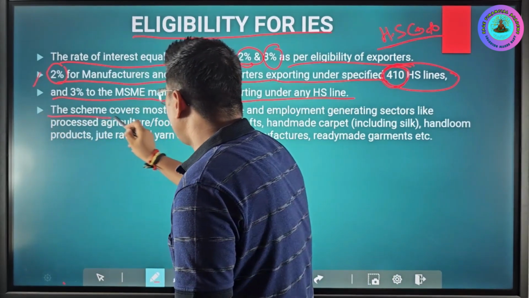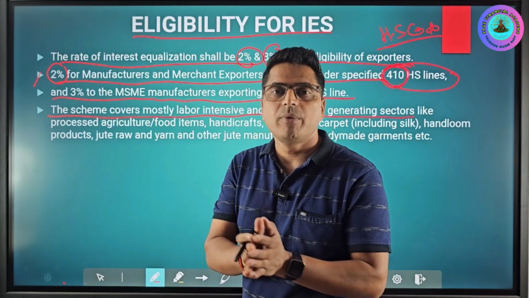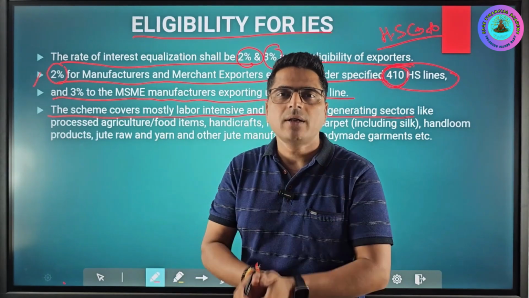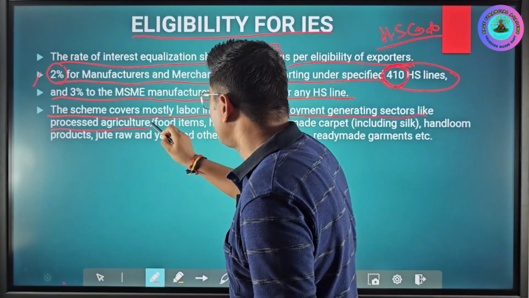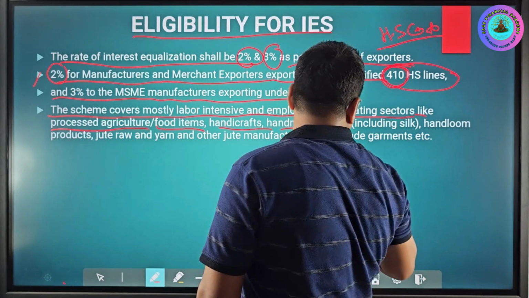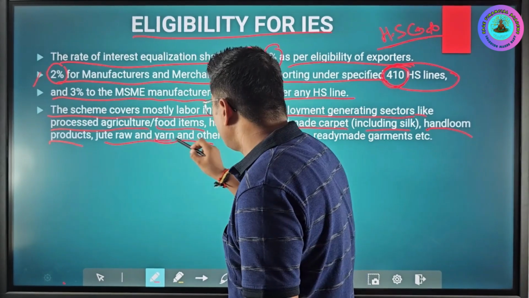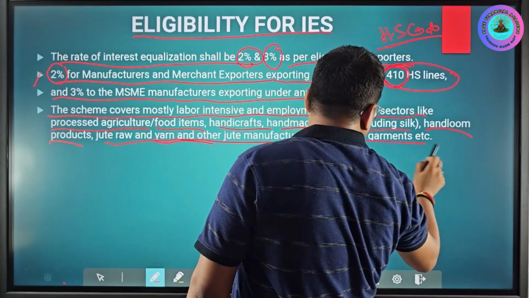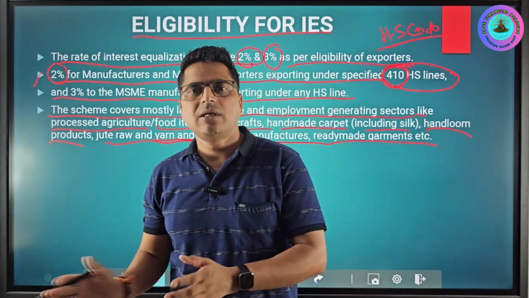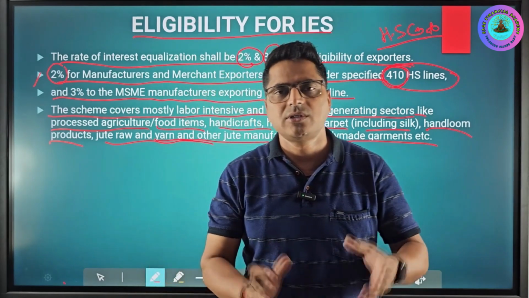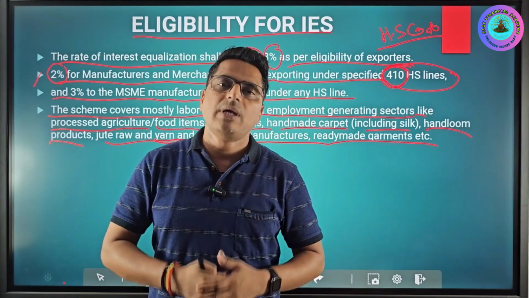This scheme covers mostly labor-intensive and employment-generating sectors. The focus of the government is on manufacturing units that generate employment, like processed agriculture and food items, handicrafts, handmade carpets including silk, handloom products, jute raw material, yarn and other jute manufacture, ready-made garments, etc. There are multiple sectors, 410 for the normal category other than SME, and for SME there are no fixed goods. Basically, the focus of the government is to generate more and more employment.